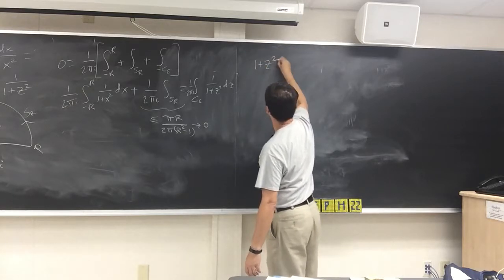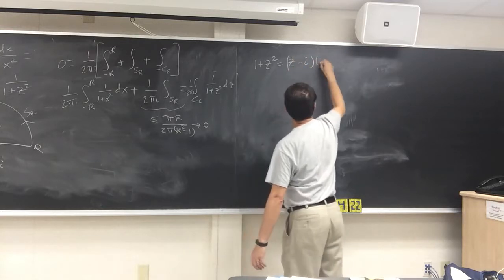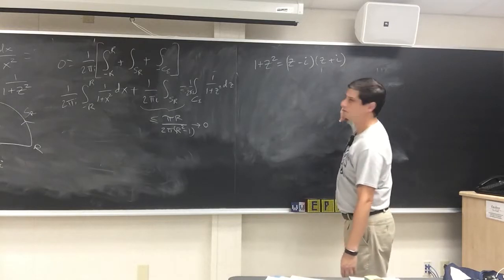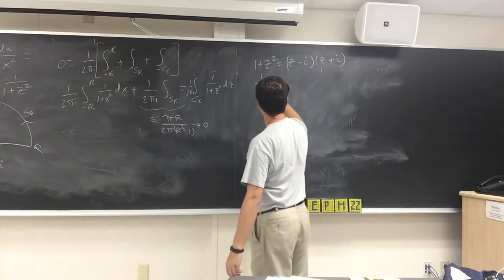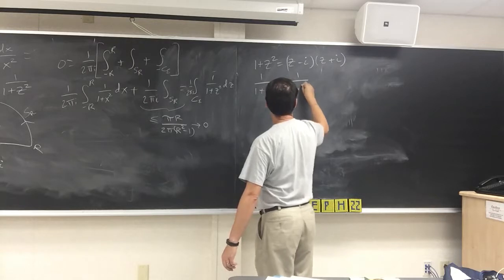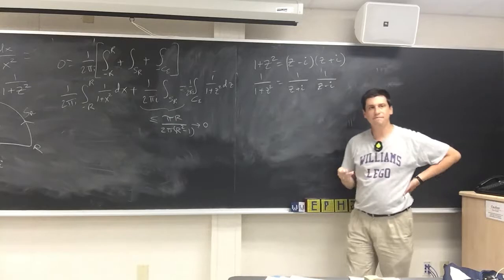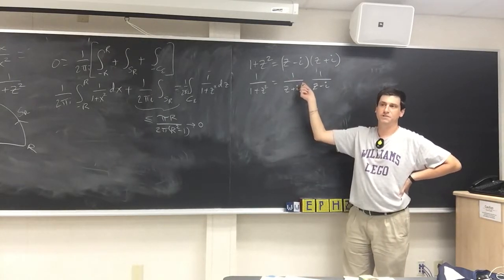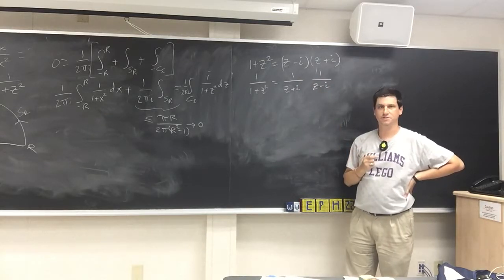1 plus z squared is z minus i times z plus i. Is that right? So 1 over 1 plus z squared is 1 over z plus i times 1 over z minus i. If I'm very close to z equals i, this function looks like 1 over 2i. That's fine. This function blows up. I now need to do the Taylor series expansion of this.